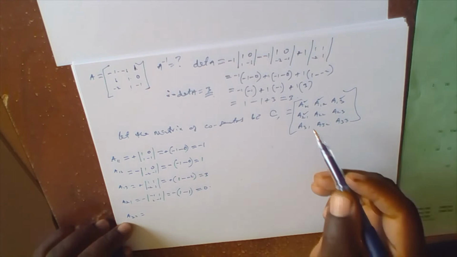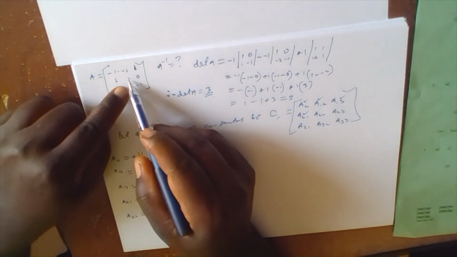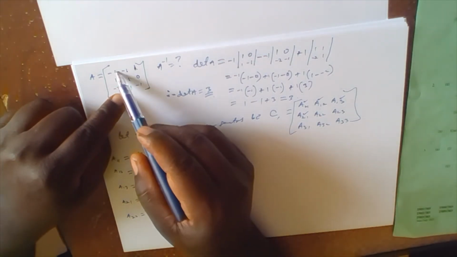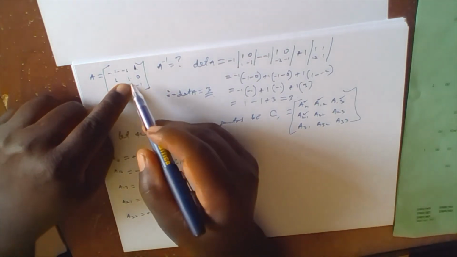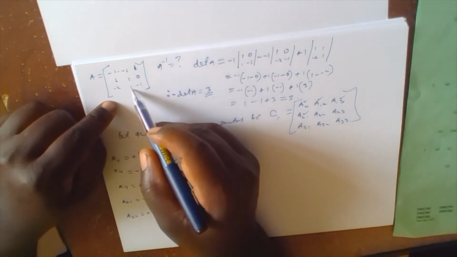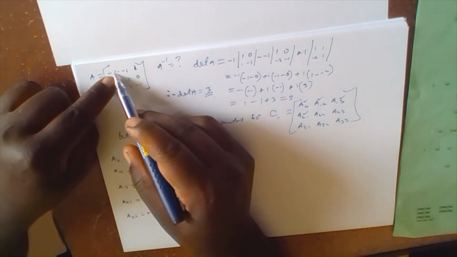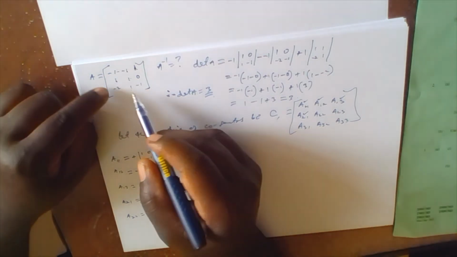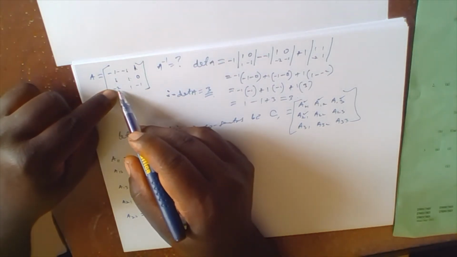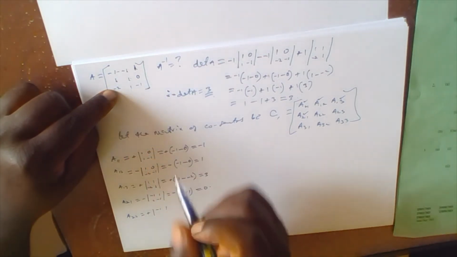A22 equals, so this A22 is this one. The place signs of this are positive, negative, positive, so it will be positive. The minus of this element, we block this column and this row. So we remain with negative 1, positive 1, and then we have negative 2, negative 1.